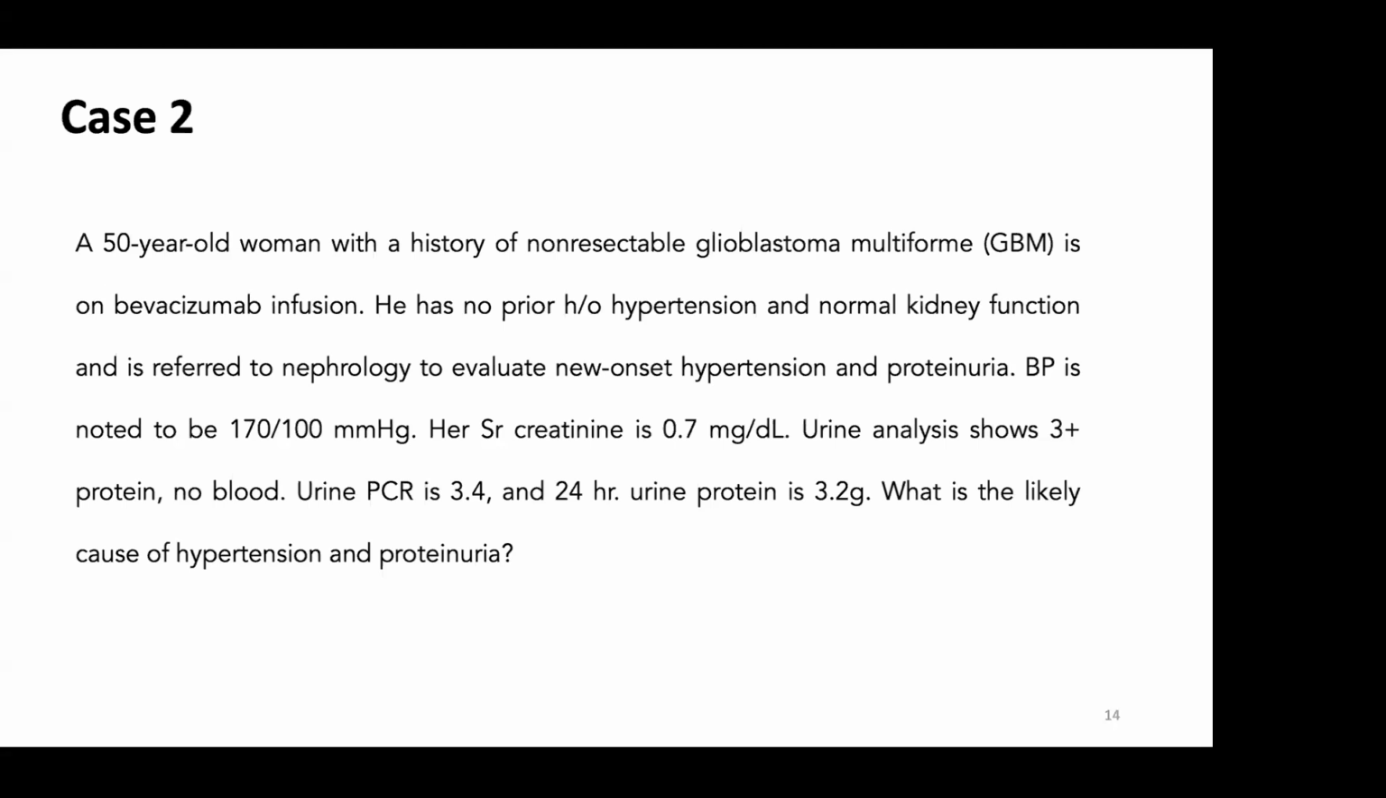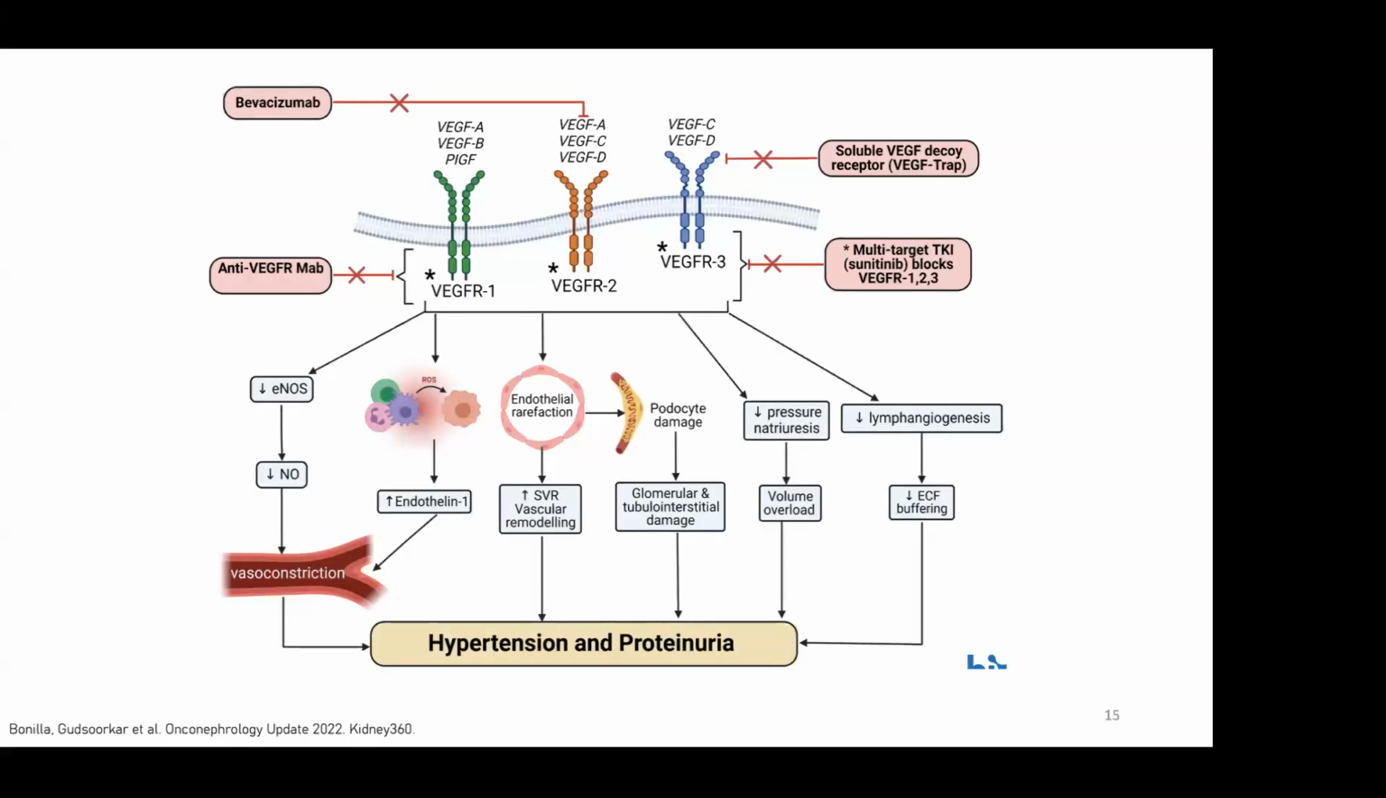Now, this patient really did not develop any acute kidney injury. So what we are talking about is nephrotoxicity in a different form, that is hypertension and proteinuria. Let's talk about what has been happening in this patient. It's important to understand what vascular endothelial growth factor does in the human body. The various vascular endothelial growth factors, that is VEGF-A, VEGF-B, VEGF-D, all eventually activate the vascular endothelial growth factor receptor.